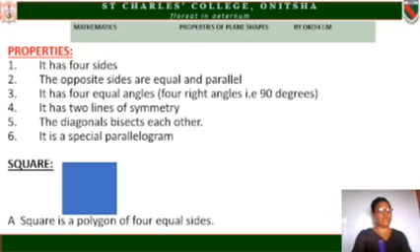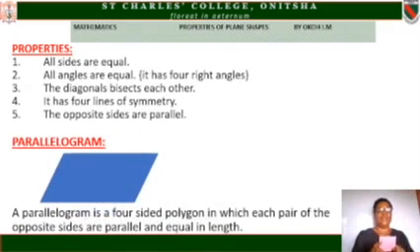Then the next one that we are going to look at is a square. We have a square here. Look at this shape. It's different from a rectangle. We say that a square is a polygon of 4 equal sides. If you look at this side now, you see that the sides are equal. The 4 sides are equal. None of them is greater than the other one. Then let's look at the properties of a square.